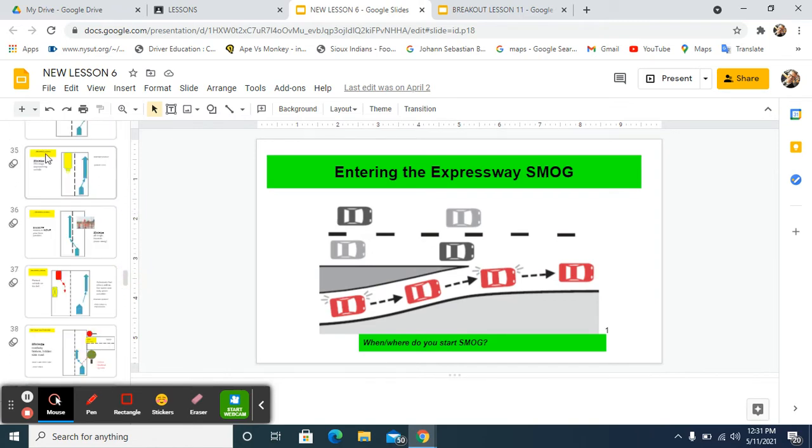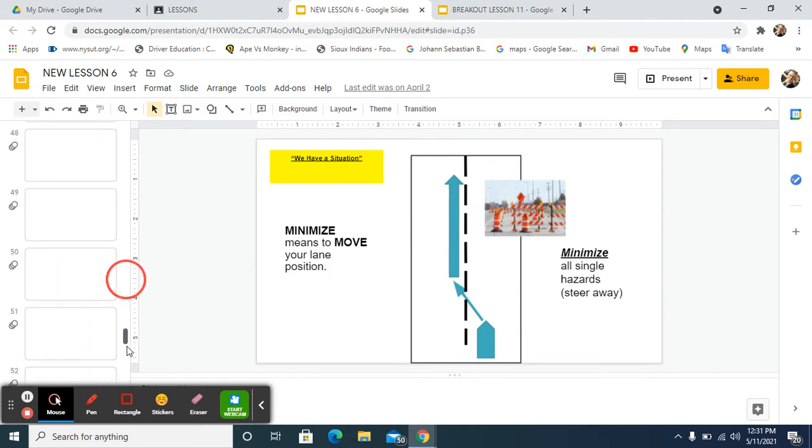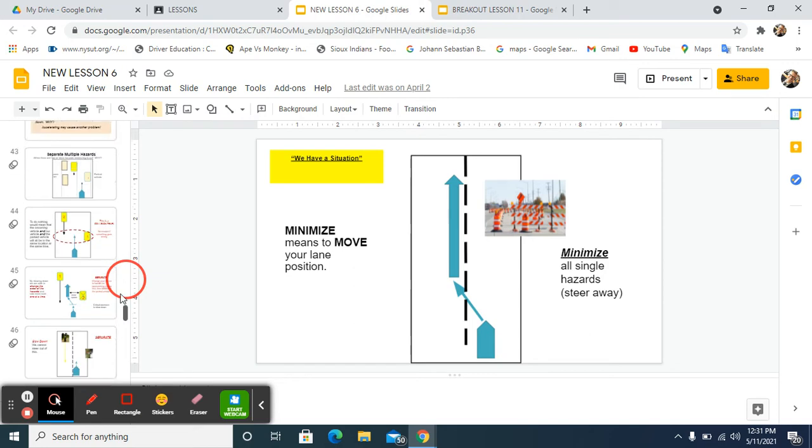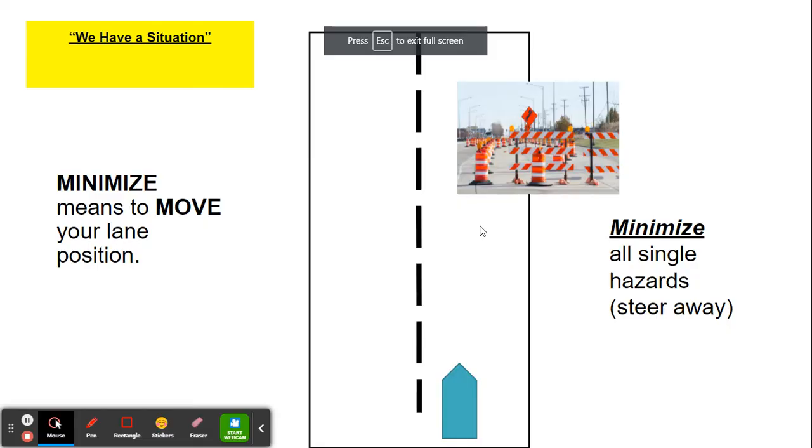For example, they're given certain scenarios. Let's take a look at this scenario, and I'm just going to put it into present mode here. So, we have a situation. This is how I have my students talk to me when we're in the car. Mr. Wallace, we have a situation. Okay, tell me what the situation is.